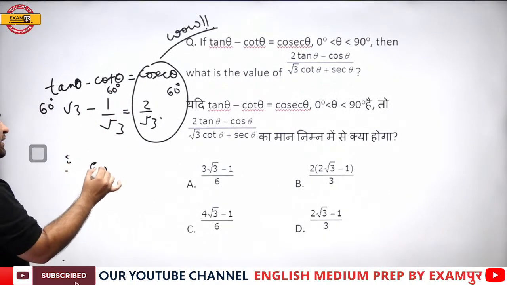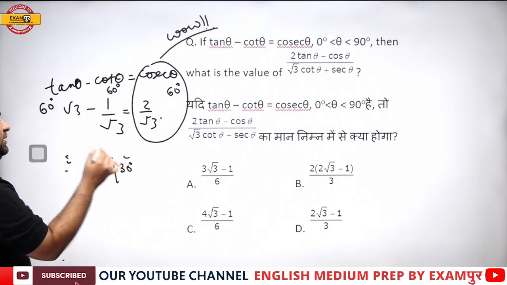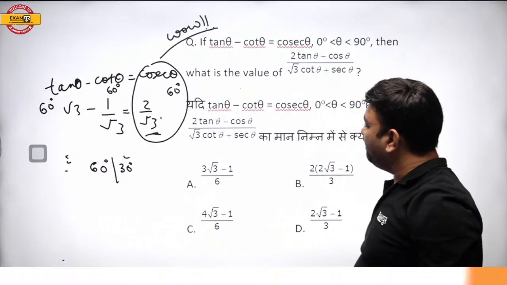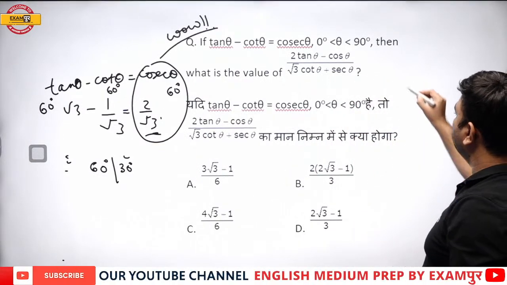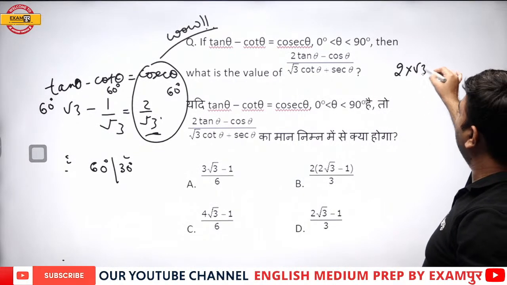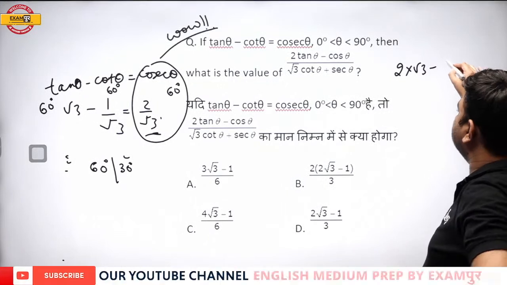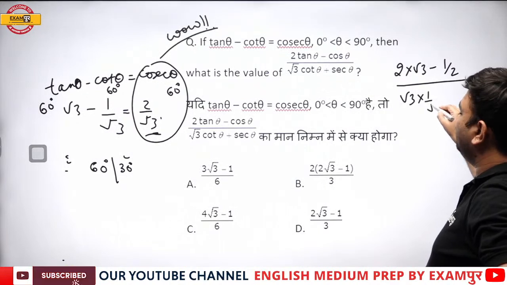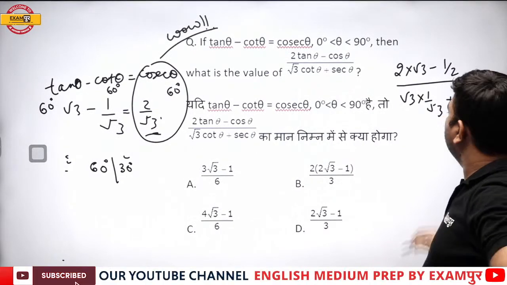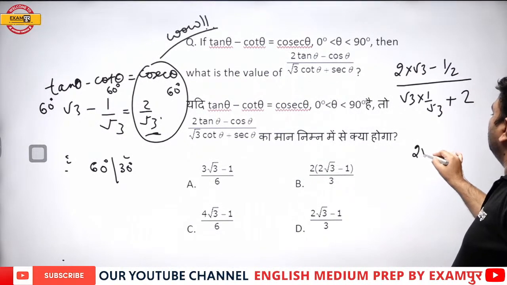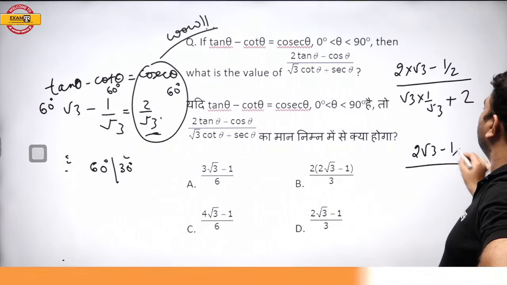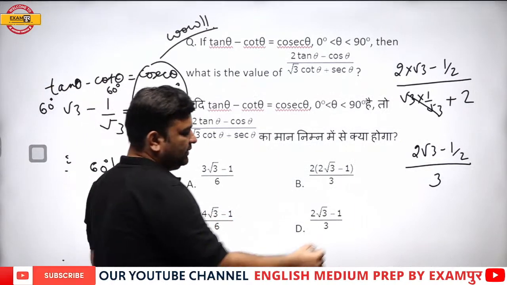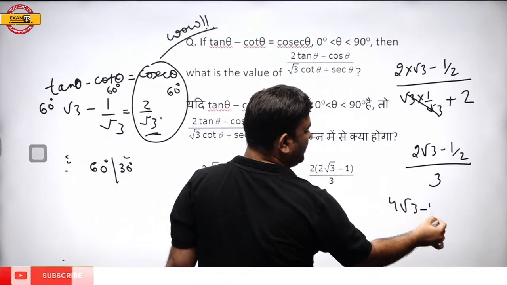So you can go for 30 degrees or 60 degrees. 60 degrees has satisfied the equation. If 60 degrees has satisfied the equation, then your answer is 2 tan 60, root 3, cos 60. Cos 60 is 1 by 2. Cot 60 is 1 by root 3. Sec 60 is 2. 2 root 3 minus 1 by 2 is equal to 3. Take this 2 over here: 4 root 3 minus 1 by 6.